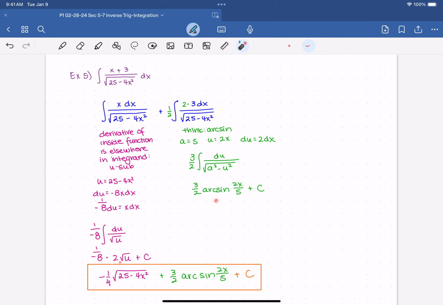Make sure you put your answers together into one answer like this. So be on the lookout. Sometimes you have to go ahead and split them up like this.